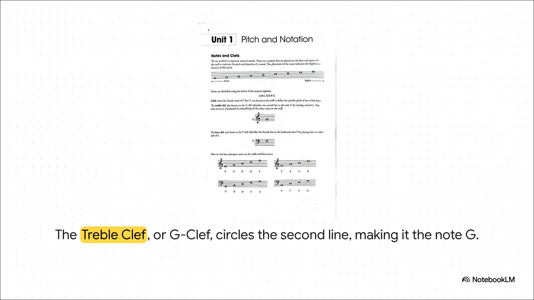Okay, so take a look at this one. This is probably the most famous one, the treble clef. It's also known as the G clef, and its design is just brilliant. You see that elegant little swirl in the middle? That's not just for looks. It's designed to circle around the second line from the bottom. It's like a big visual signpost that's yelling, hey, this line right here, this is the note G. And once you know that, you can figure out all the other notes around it.